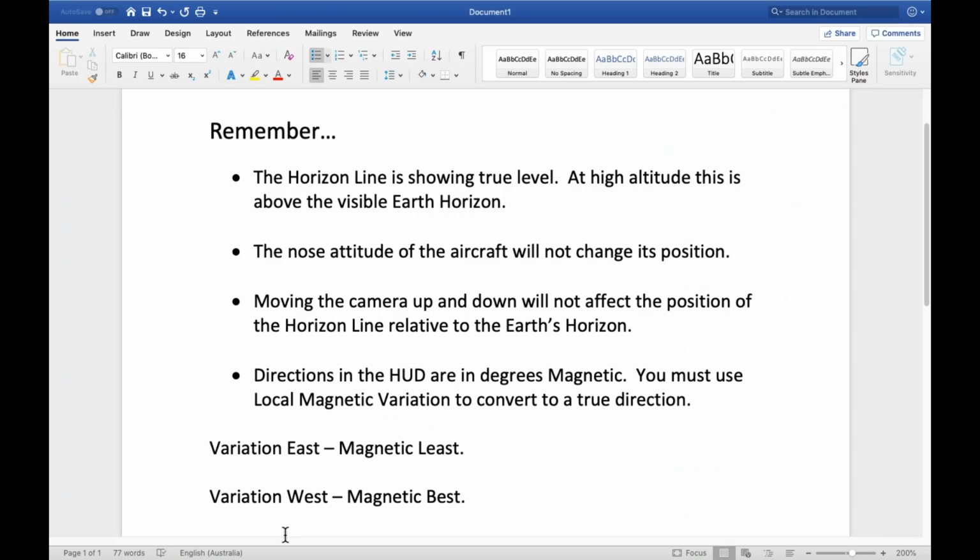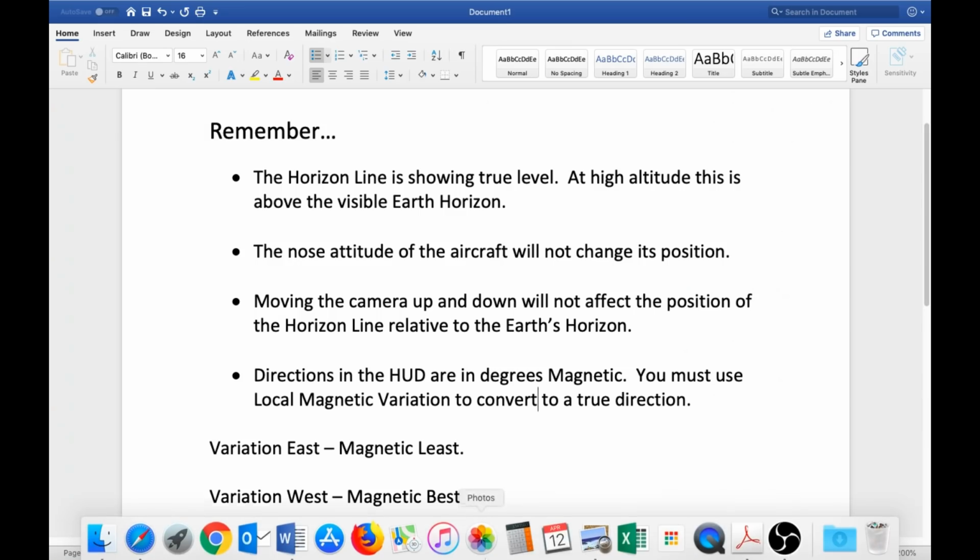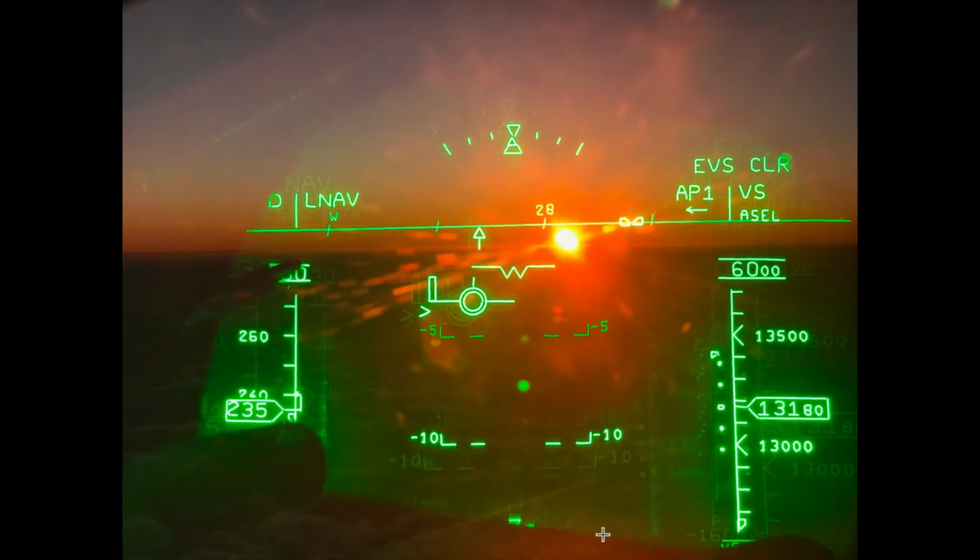So still talking about the horizon line, the second point is the nose attitude of the aircraft will not change its position relative to the visible Earth horizon. In this photograph, you can see the horizon line is clearly above the visible horizon. Now the aircraft was in a descent when I took this photograph. We had 6,000 feet set in the pre-selector, and we were passing 13,180 feet as I took the photo.